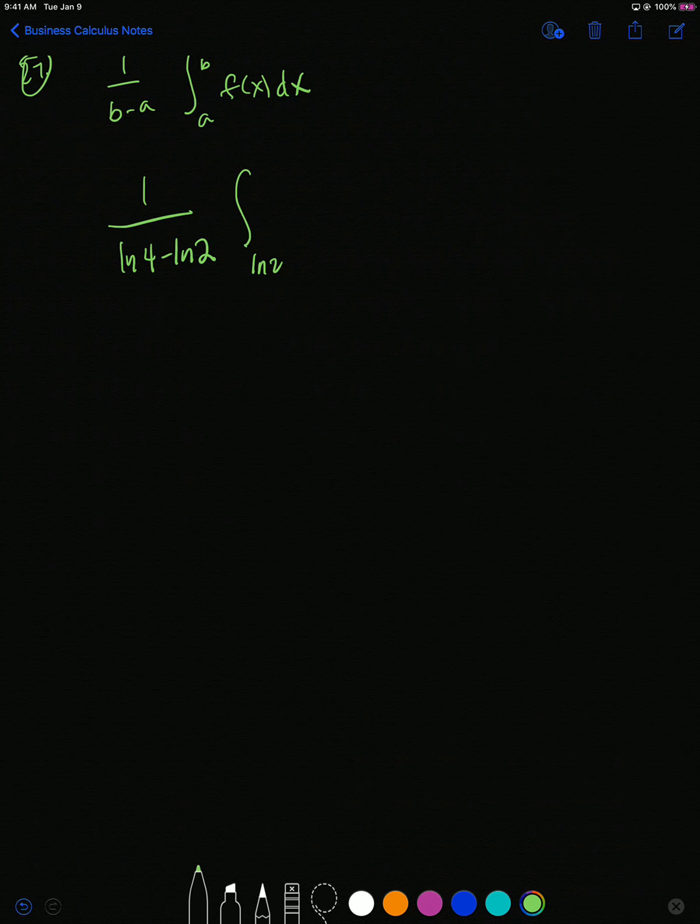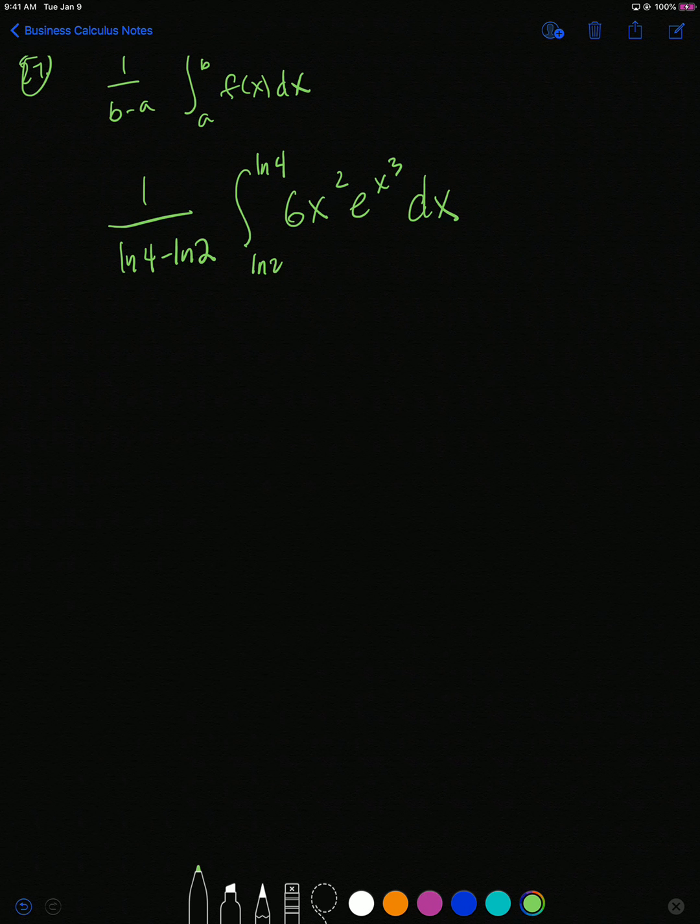All right, here we go for question number 27. Question number 27 is interesting in that the antiderivative, again, average value is 1 over b minus a integrating from a to b of the function f of x dx. So this is 1 over ln 4 minus ln 2 integrating from ln 2 to ln 4 of 6x squared e to the x cubed dx.